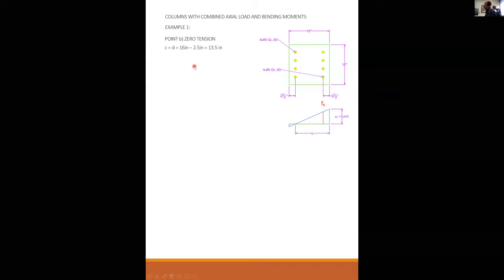Beta 1 is equal to 0.80, because this is 5,000 psi concrete. You can look that up in table A.7. So little a is equal to beta 1 times c, which is 0.8 times 13.5, gives me 10.8 inches for the depth of the compression block, little a.